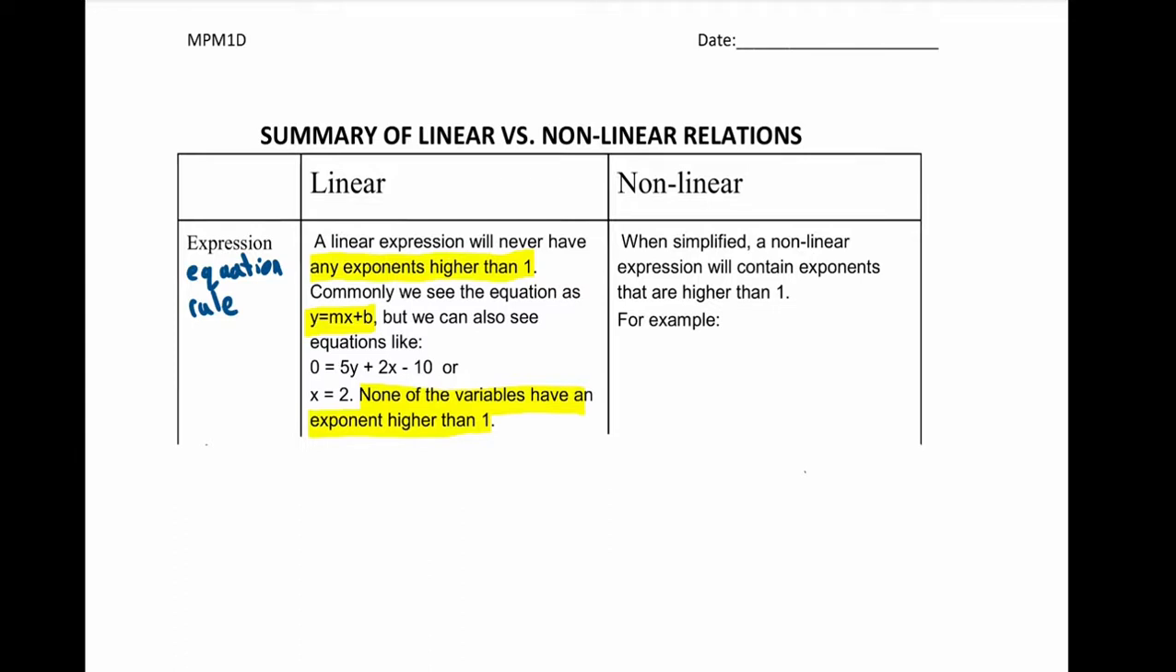For nonlinear, when simplified, a nonlinear expression will contain exponents that are higher than 1. So for example, if I have something y equals x squared plus 3, because I have this exponent of 2, that makes this a nonlinear expression or relationship. I could also have something say maybe y squared equals x plus 4. Let's make it just 3x plus 4. Again, that variable y has an exponent of 2, so this cannot be a linear relationship.